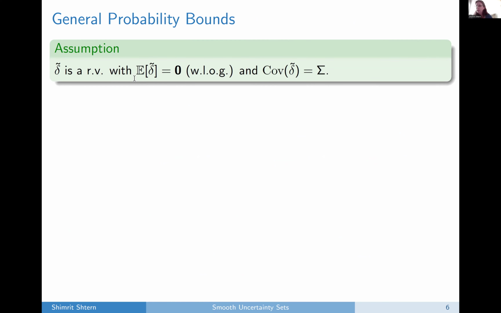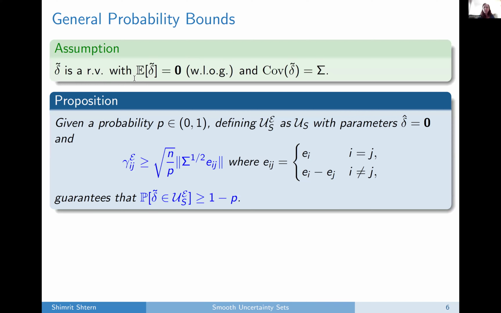So we'll start with the probabilistic guarantees, and for that we need some assumptions. So let's assume that delta is a random variable with expected value 0 and covariance matrix given by sigma. And without loss of generality, you can also assume the diagonal of sigma is all ones. And in this case, we can actually show the following. If we construct the smooth uncertainty set in this specific way, we set delta hat to 0, so the nominal value 0. And the gamma ij, I depict them with epsilon here, we set them as these values, where we have square root of n divided by p, where p is the probability that we want to ensure of not violating more than p.